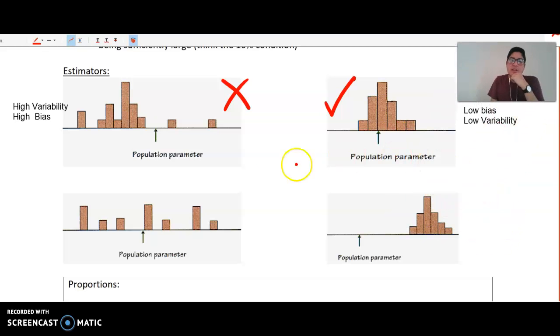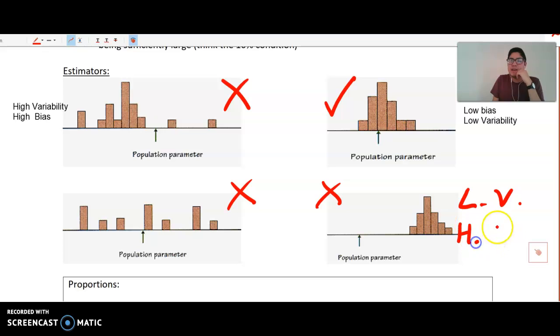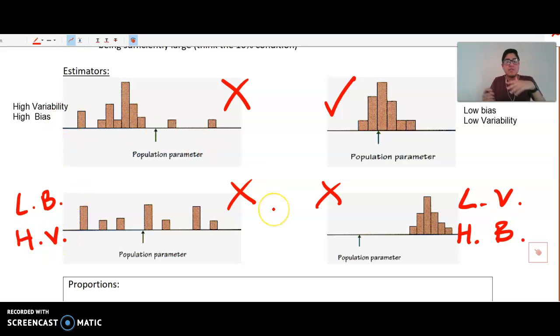All right, so what's happening now is that these 2 bottom ones are also bad cases. So in this one here, we can see that there is low variability, but there is high bias because we miss the parameter altogether, but the distribution is relatively close. Here we have low bias, but we have high variability. So you can see that these are the 4 combinations between bias and variability when we're looking at estimators of this parameter.